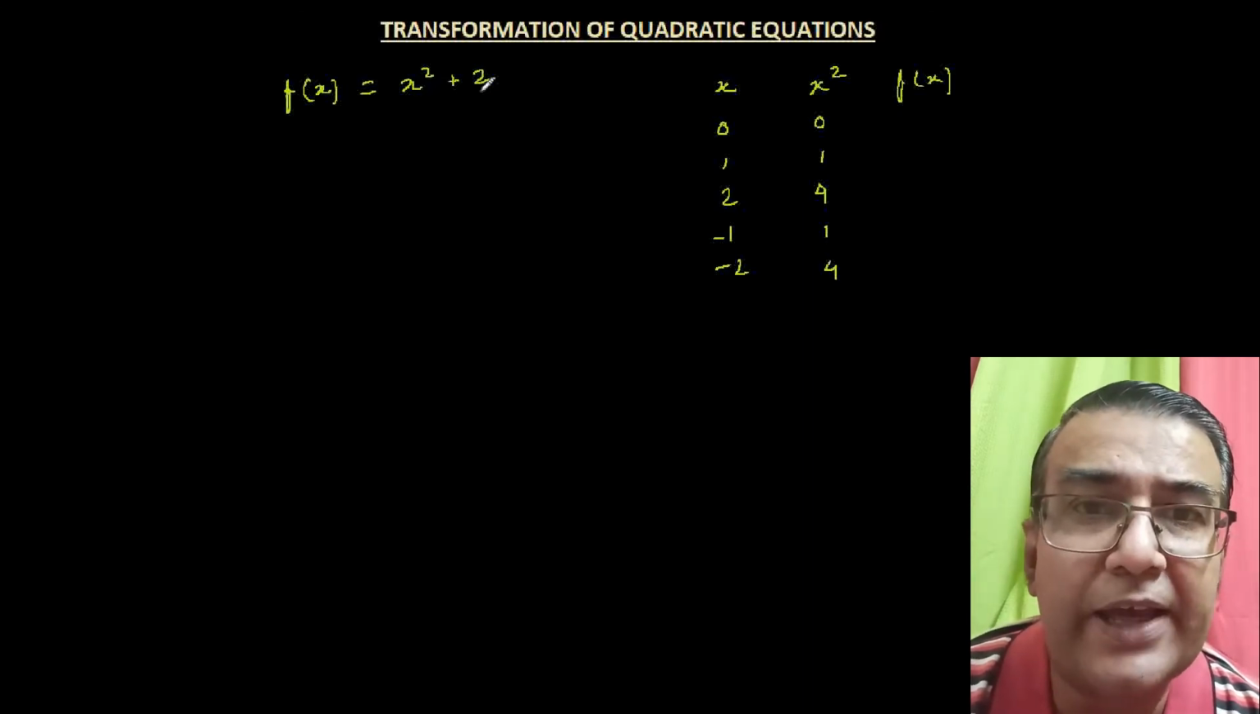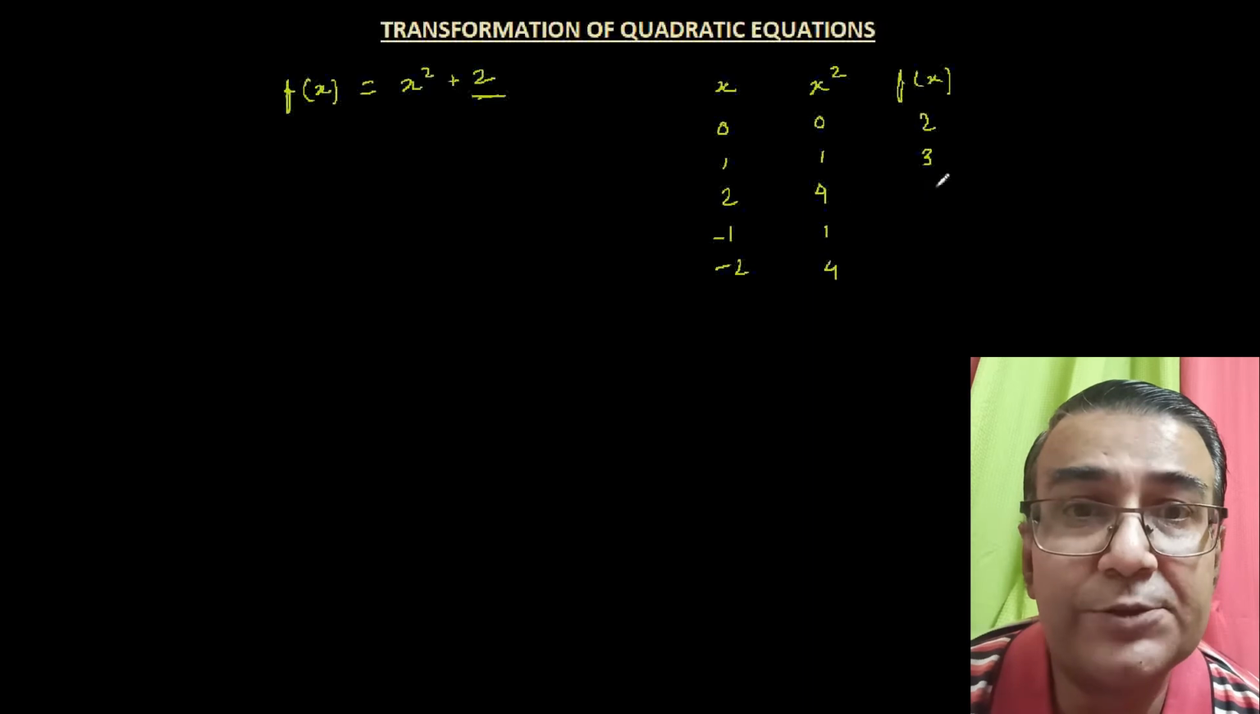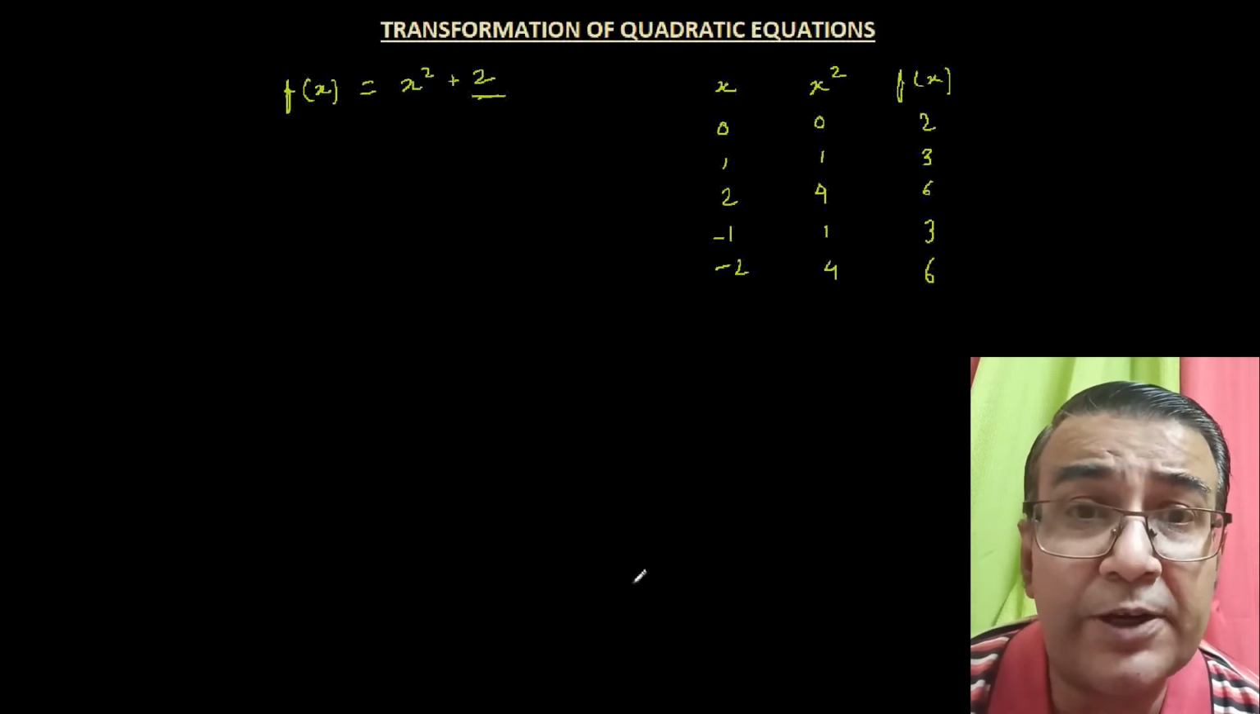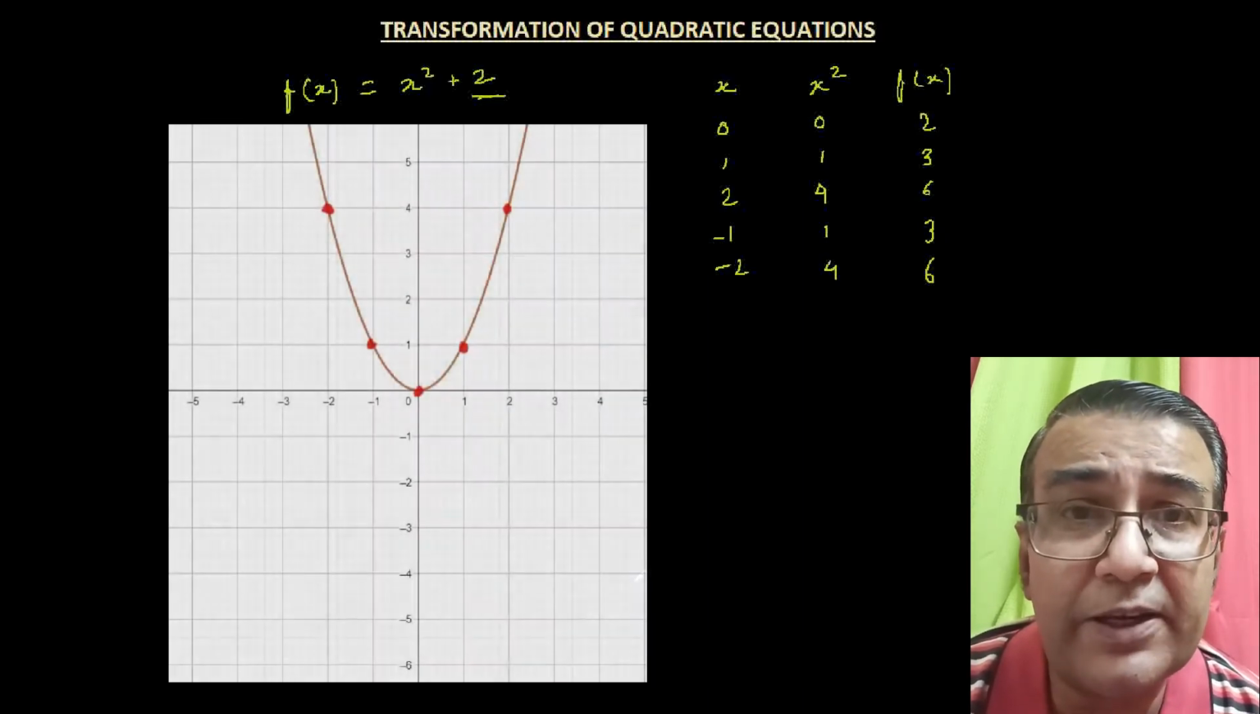So the values that I get are 0 plus 2 becomes 2, 1 plus 2 becomes 3, 4 plus 2 becomes 6, 1 plus 2 becomes 3 and 4 plus 2 becomes 6 again. And if we look at the graph of this quadratic function, it would look something like this.